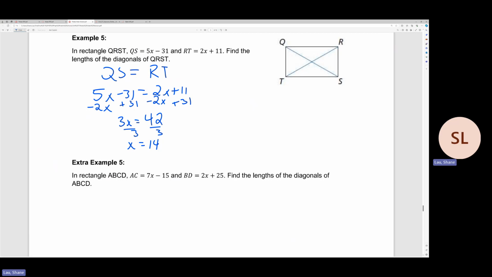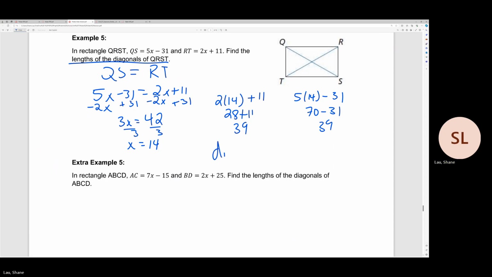But you gotta be careful, right? We're not looking for the x value, we're looking for the lengths of the diagonals. So for the length of the diagonal, I'm just gonna plug it right back in. I find that RT is gonna be the easier one to solve, so I'll do that one first. 2 times 14 is 28. 28 plus 11 is gonna be 39. And just to be sure, we're gonna check it again with QS. So 5 times 14 minus 31. 5 times 14 is going to be 70. 70 minus 31 does equal 39.